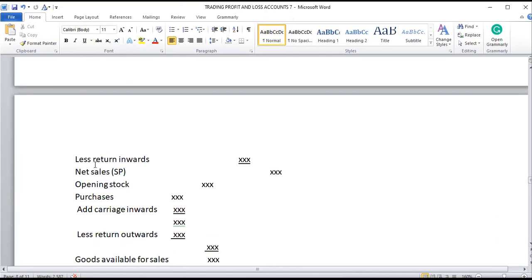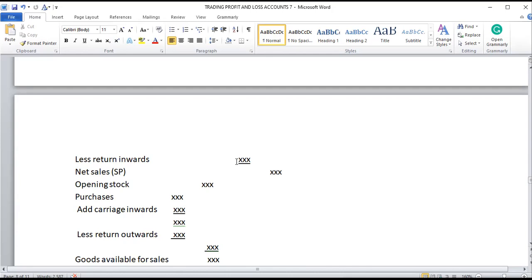Then you less return outwards. What's return? You less return inwards. What is return inwards? A company may sell goods to a customer. But if some of the goods are damaged or wrong goods are supplied, then the customer will return the goods back to the company. So if you want to know your actual sales, it is the sales that you made to the customer less any return that the customer has made.